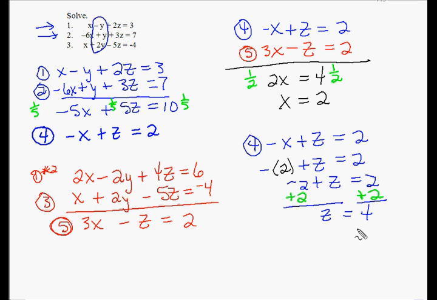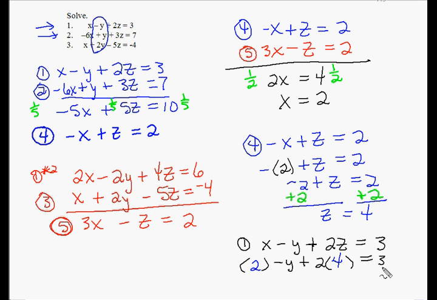Now all we need to do is solve for y. Let's go back to the first equation in our original problem, and that is x minus y plus 2z equals 3. Putting in the values we just found for x and z, and simplifying this expression, we have 2 minus y plus 8, and 2 plus 8 is 10, equals 3.